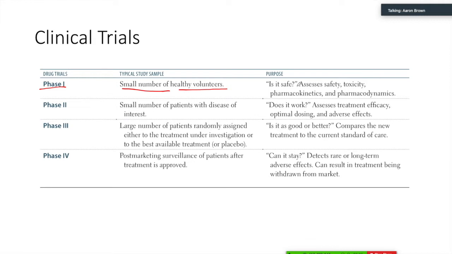We need to prove it in humans now. So we're going to take people with that disease. We're going to give them the drug and assess how strong the drug is, what's the best dosing, and any adverse effects. That is the goal of phase two.